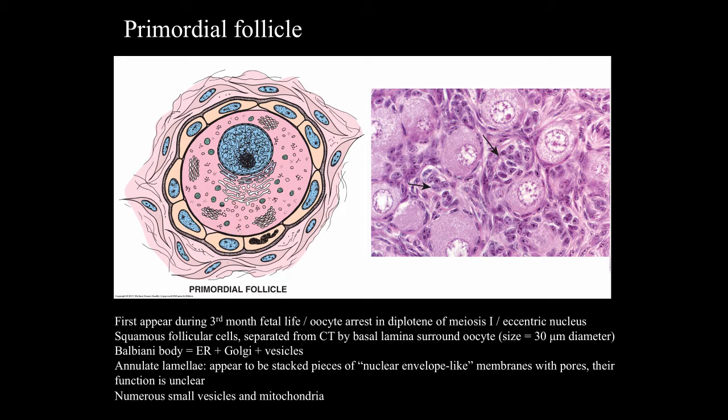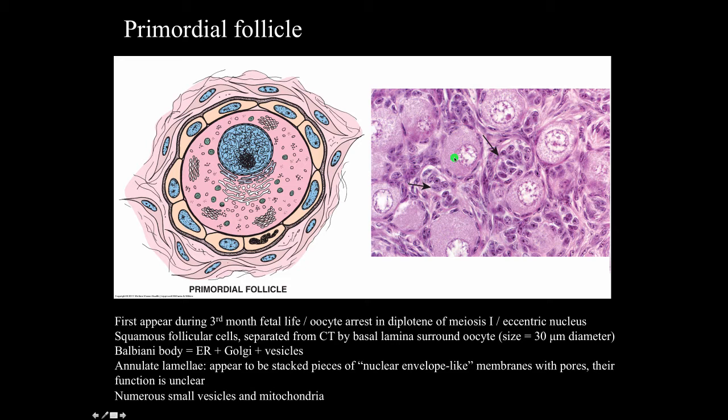The follicular cells are separated from the surrounding connective tissue by a basal lamina, and that's shown in the diagram like that. Here, the oocyte might have a size of about 30 microns in diameter, so 30 microns diameter like that. So these would be approximately 30 microns in diameter.